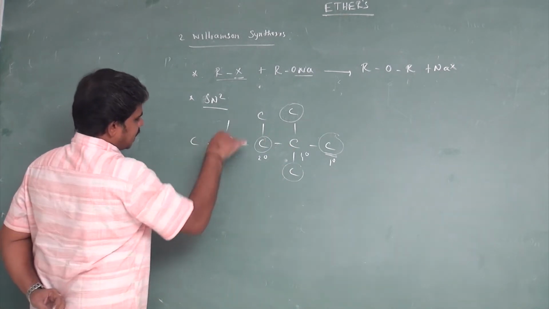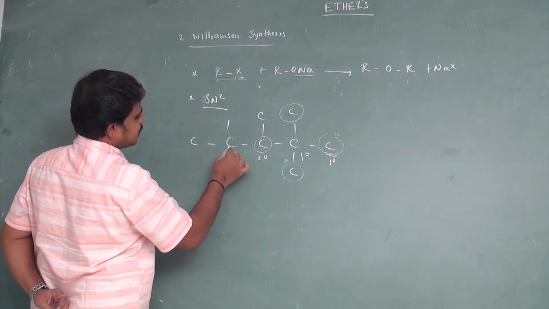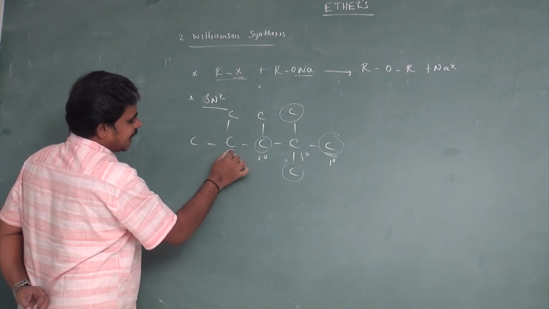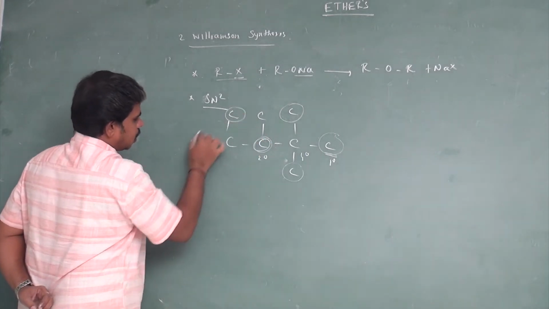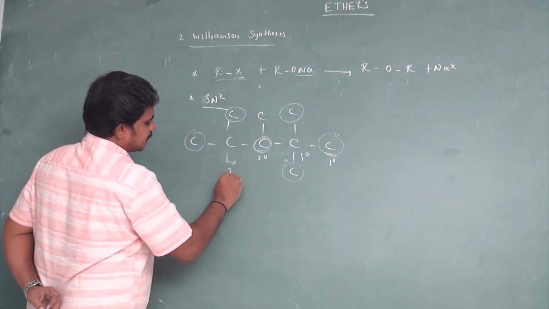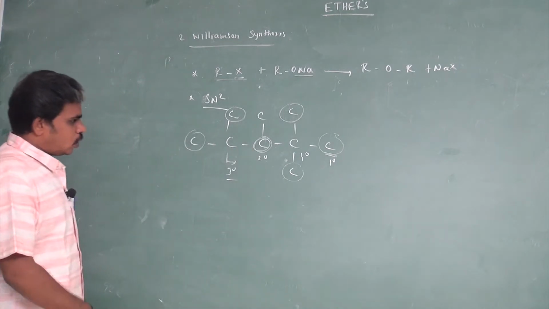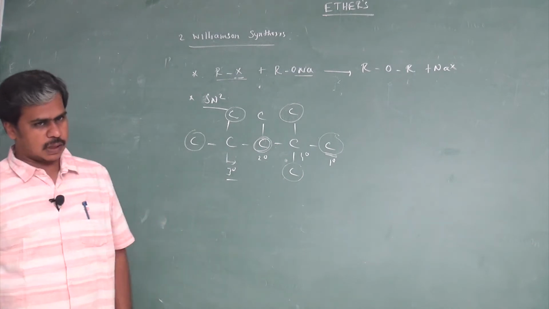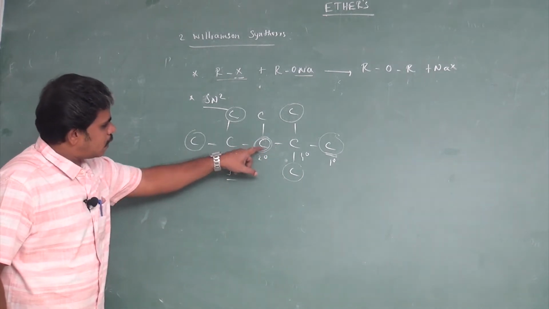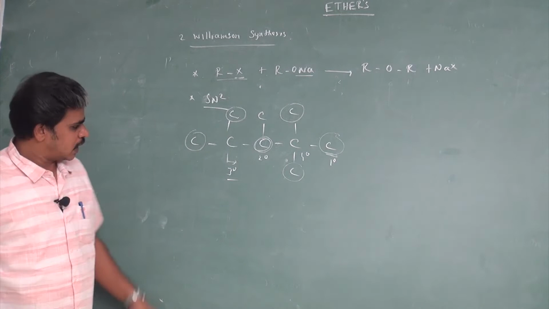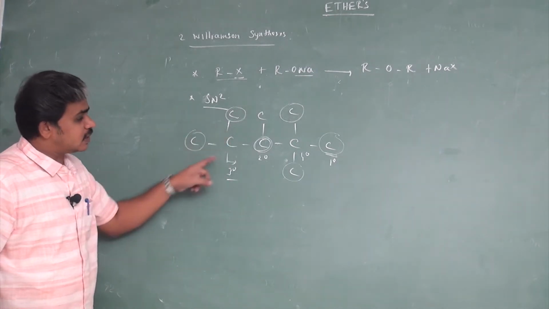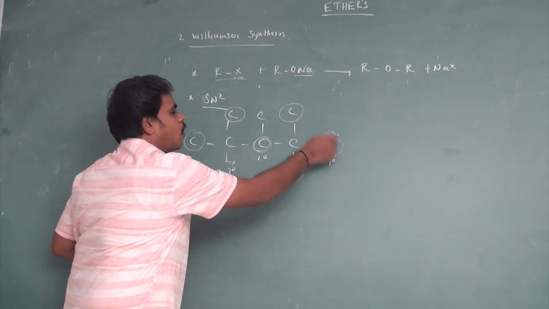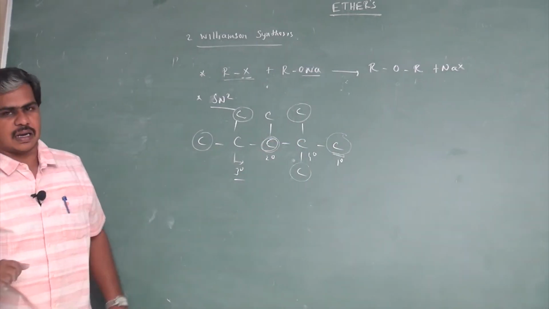Now, here C and here it is C. So this carbon is attached with 3 other carbons, 1 and here 2 and 3, so it is called a tertiary carbon. So primary: a carbon is attached with 1 other carbon. Secondary: a carbon is attached with 2 other carbons. Tertiary: a carbon is attached with 3 other carbons. Quaternary: a carbon is attached with 4 other carbons, then it is known as quaternary.